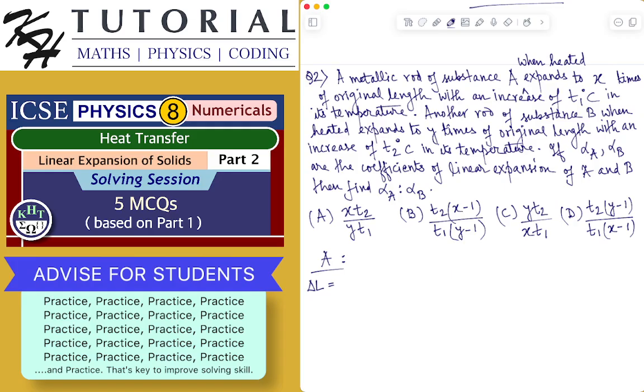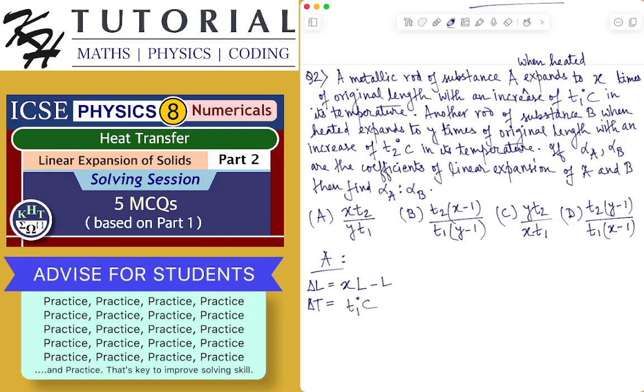So delta L will be xL minus L, where I am assuming L to be the original length of the metallic rod of substance A. Then after expansion, its length will be xL, and its original length was, we have assumed, L. So this is the increase in length. And what is delta T? Delta T is given to be T1 degree Celsius.